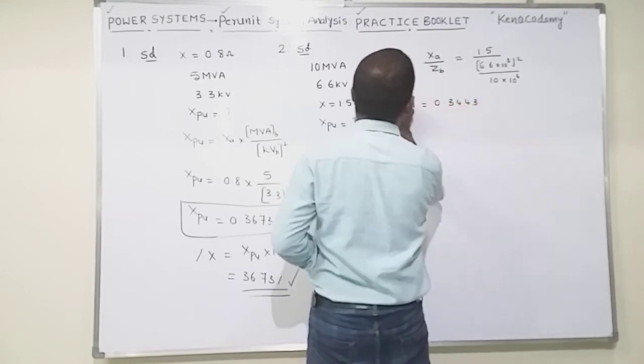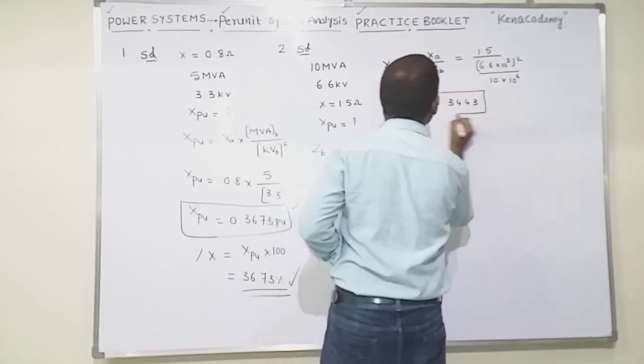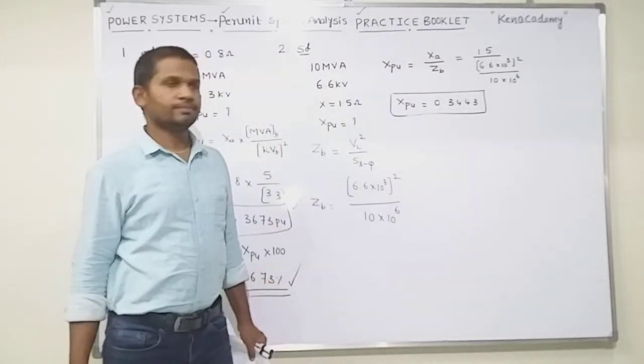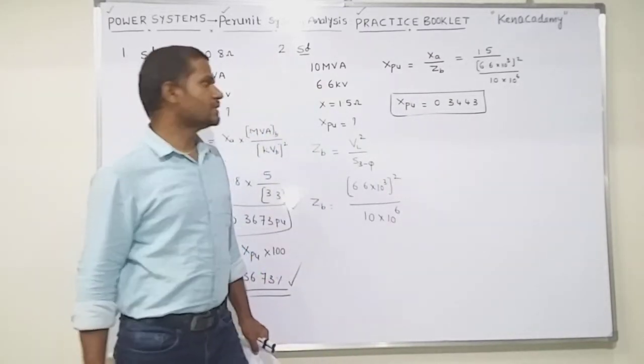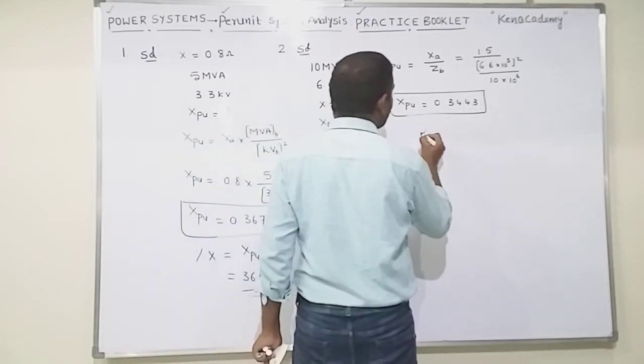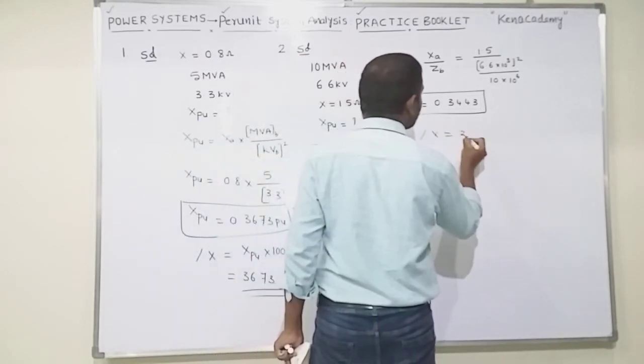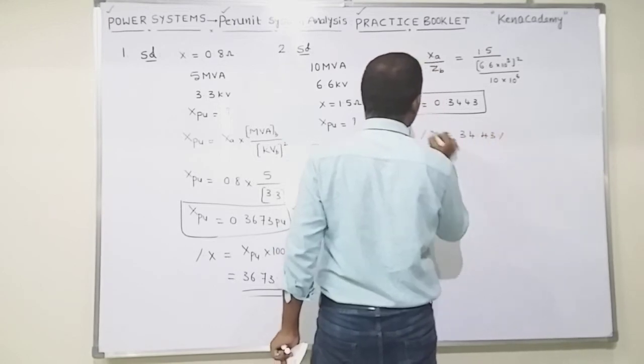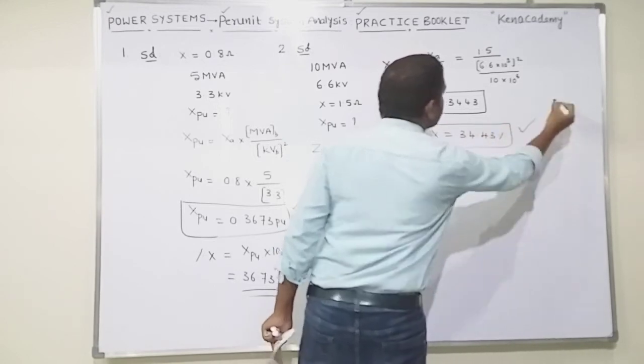We can get 0.3443. This is the solution for the second question. Is it clear? Yes. Then if it is asked what the percentage reactance is, how much? 34.43%. Like this you can do.